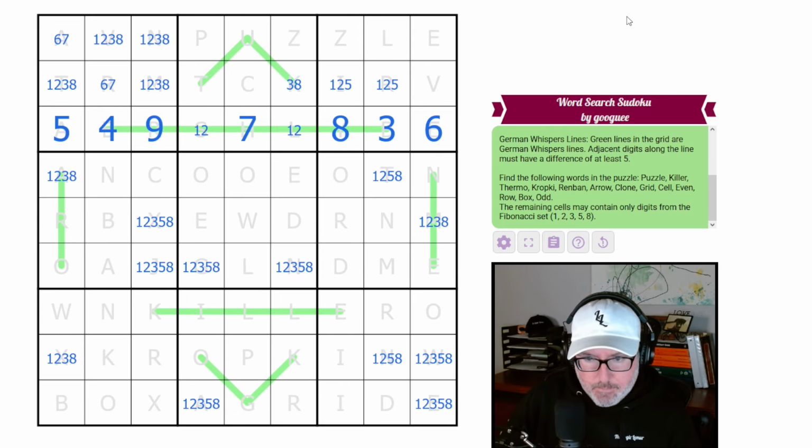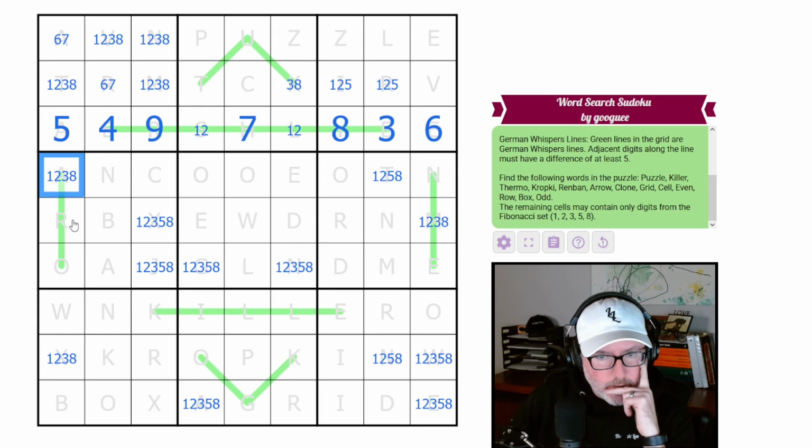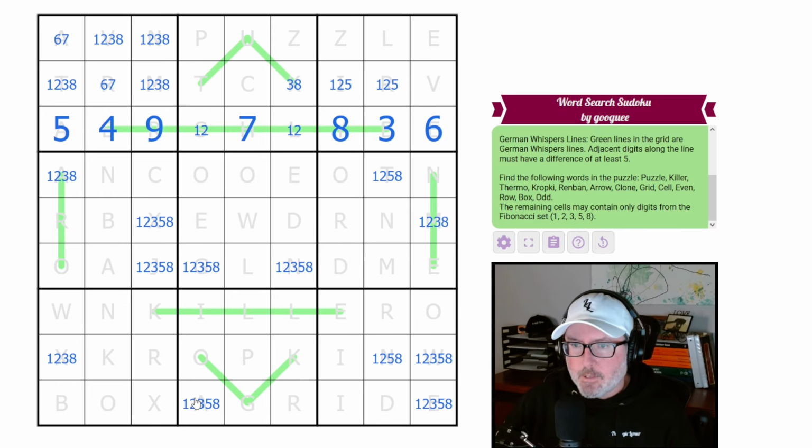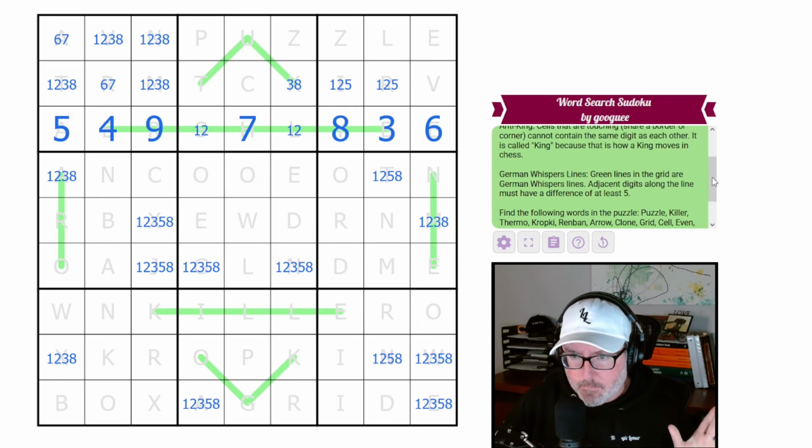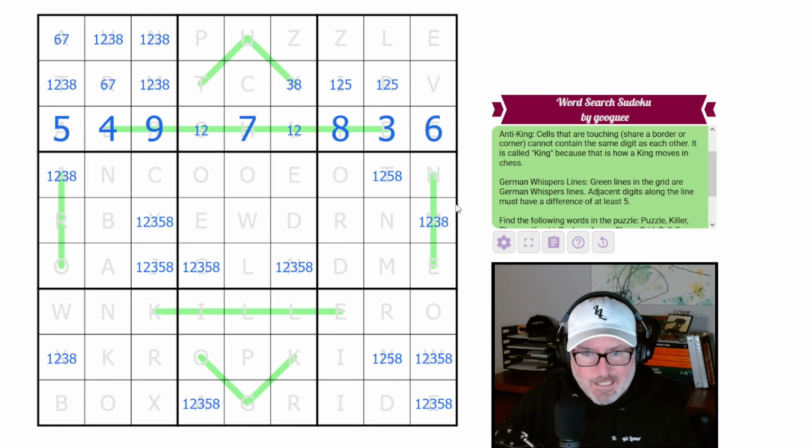Where's the next bit of info? I don't know that we can determine these other German whispers. I completely forgot there's a king's move, isn't there? There is an anti-king. Okay, now I don't know if that's going to tell us whole much, but it is something we can look at.